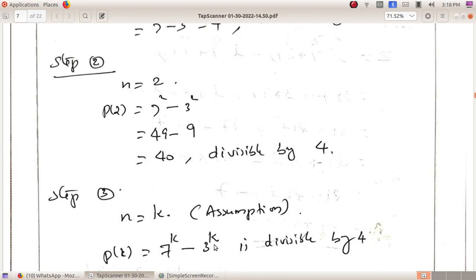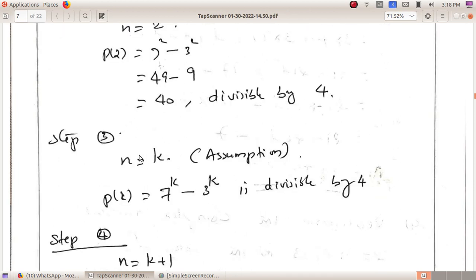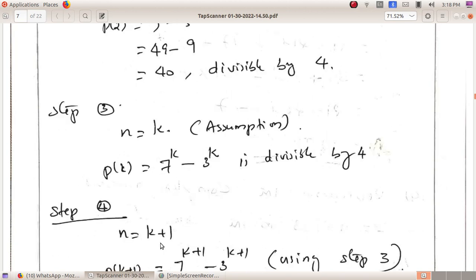7 raised to k minus 3 raised to k, which is divisible by 4. This is our assumption. So you write like this. P of k is equal to 7 raised to k minus 3 raised to k, which is divisible by 4. This is our assumption. Then we have to prove it is true for n is equal to the next number, which is k plus 1. N is equal to k plus 1.